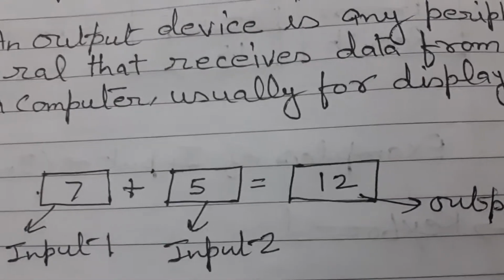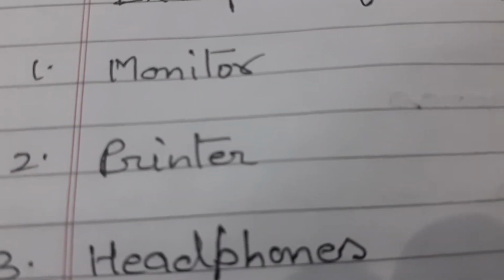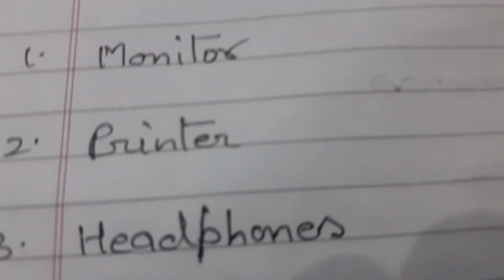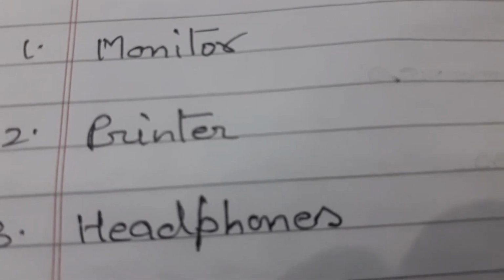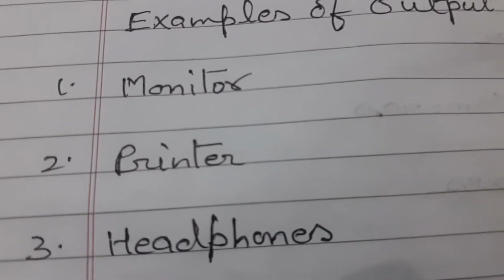There are so many examples of the output devices, like the monitor. Whatever data will be displayed, that will be displayed on the monitor in the form of output. Suppose that you are adding two numbers and you want to get the 12, then 12 you can see on the monitor, that is the output device.